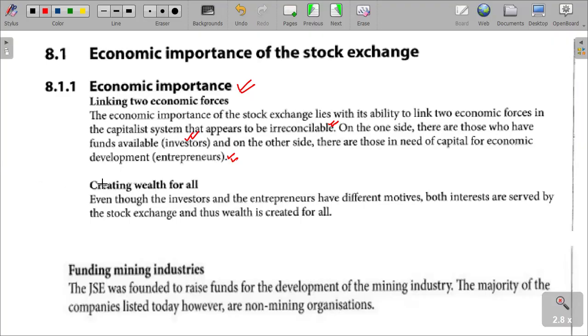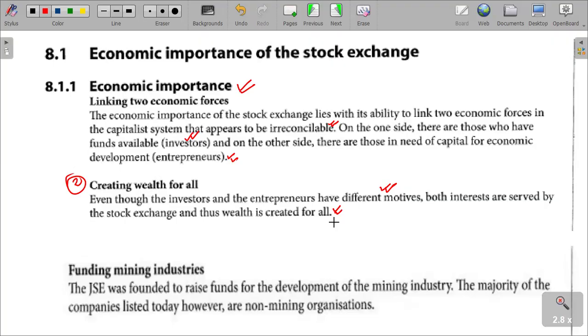And then two, creating wealth for all. Number two, what is the importance of stock exchange? It also creates wealth for all, even though the investors and entrepreneurs have different motives. Both interests are served by the stock exchange, and thus wealth is created for all. Having the connection between investors and entrepreneurs, wealth is created for all. In what regard?